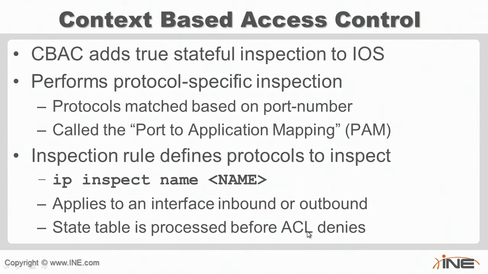So the access list on the interface could simply say deny all traffic, but the state table is going to be processed previous to that in the order of operations, which means that any inspected flow should automatically return back inbound. And we'll talk in more detail shortly about what that order of operations is and how it affects different types of traffic.